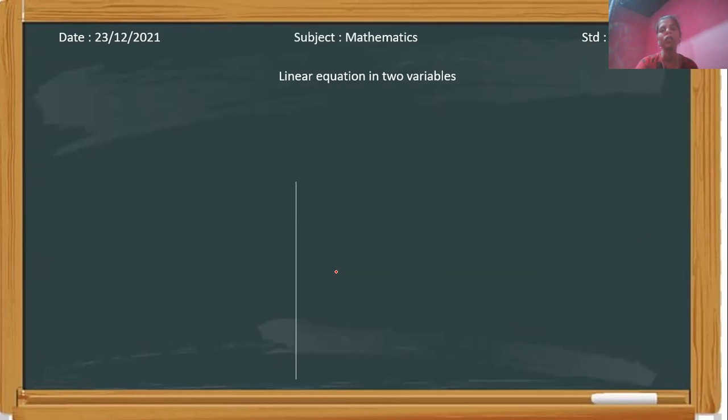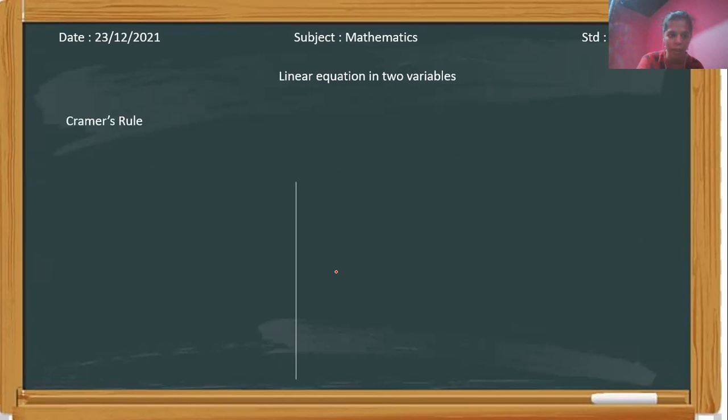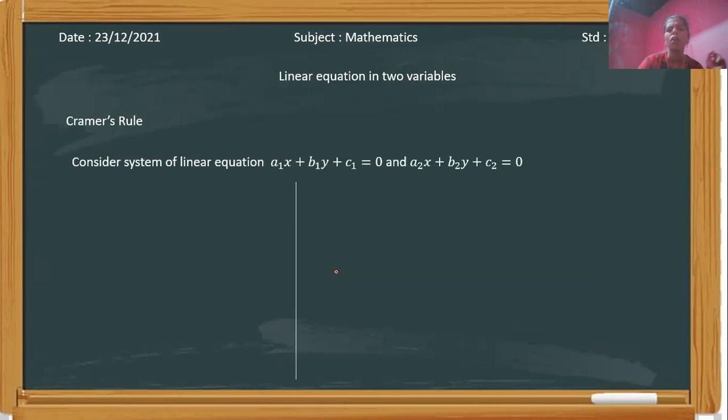The question you will get in your exam will be: solve the simultaneous equations using Cramer's rule. So what is Cramer's rule? Now we will consider the equations A1x + B1y + C1 = 0 and A2x + B2y + C2 = 0. This is a system of equations. There are two linear equations, so that's why we have written a system of linear equations.